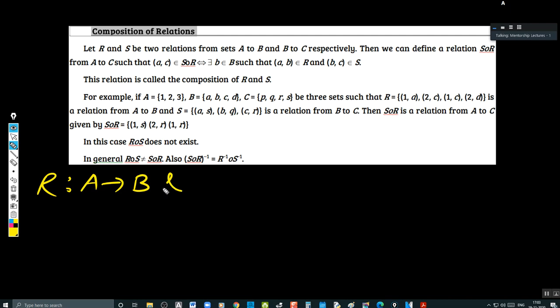And Ananya is not there in the class today. Sir, I'm there. And S is mapping from B to C, please.